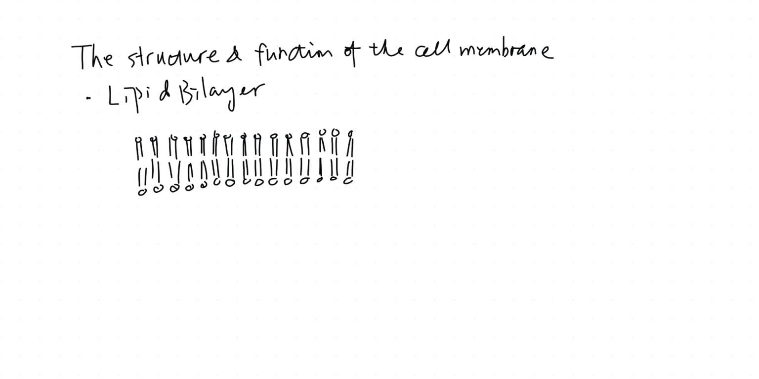And for this reason, we have a bilayer, meaning two layers of lipids. Because the tails are hydrophobic, they cannot be directly in contact with water, and that's why they want to stay inside, away from water. So this is the lipid bilayer, also called the plasma membrane.